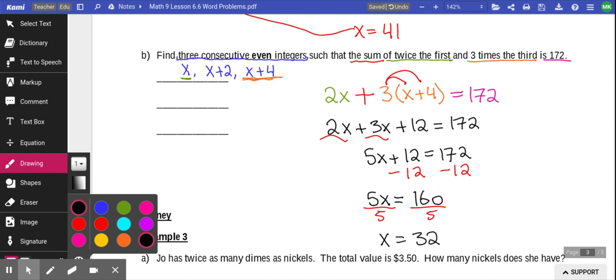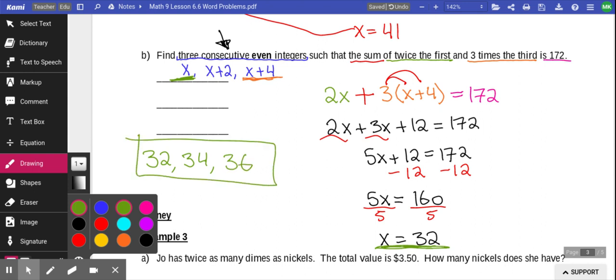X equals 32 is not the answer. The question was find the 3 even consecutive integers. I found x is 32. That's the first of my even integers, right? X is the first one. So that means my answer is 32. The next even consecutive integer would be 34. The next even consecutive integer would be 36. My three numbers are 32, 34, and 36.